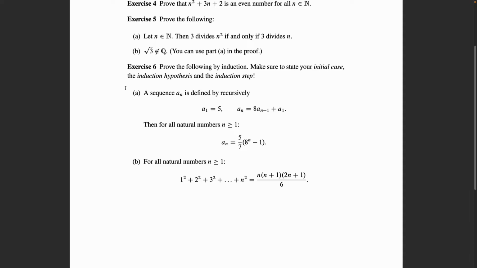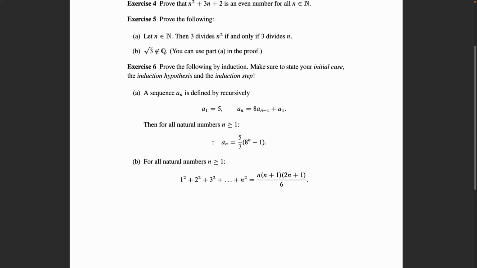Finally, in exercise number 6, you should practice proofs by induction. So in the first part A, there's a sequence a_n which is defined recursively, so I give the initial term of this sequence, a_1 equal to 5, and then I say a_n is defined depending on a_{n-1} and on a_1, where a_1 is just constant though. So in order to get the nth term of my sequence, I first need to have the (n-1)th term.